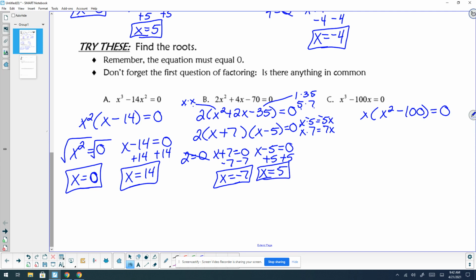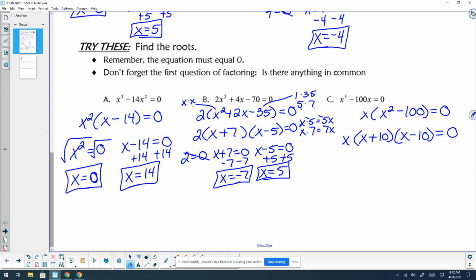So I am going to use the other method, which is to factor using the difference of 2 squares. X squared is a perfect square, 100 is a perfect square. It is subtraction between. So I leave my x out front, which is my GCF. I make my 2 sets of parentheses. The square root of x squared is x. The square root of 100 is 10. One of them has to be positive. One of them has to be negative.